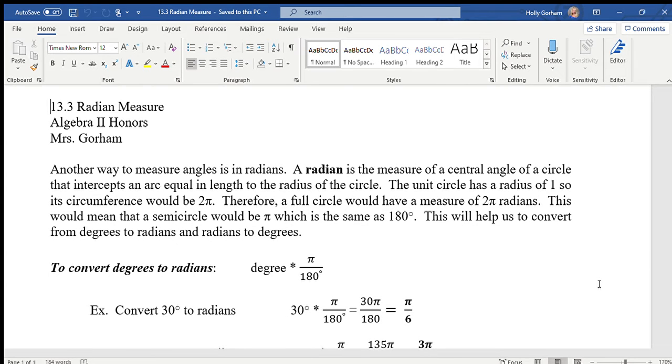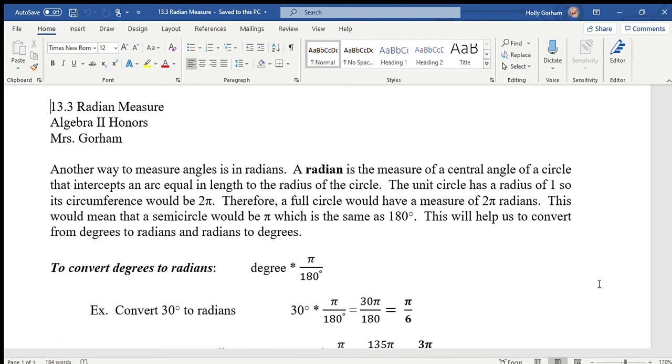Okay, 13.3 is our last section of the year. We're going to talk about radian measure. Another way to measure angles is in radians. So far, y'all have only put angles in degrees, but now we're going to learn another way to measure the angles. And again, that's in radians, and that's what we're going to be using mostly in pre-cal.